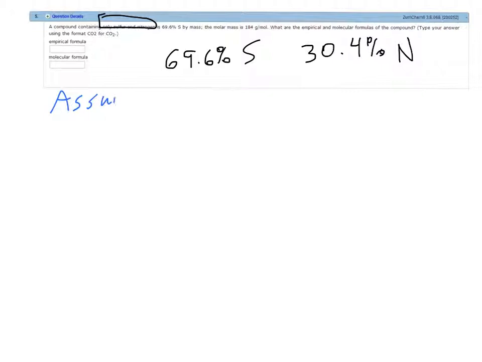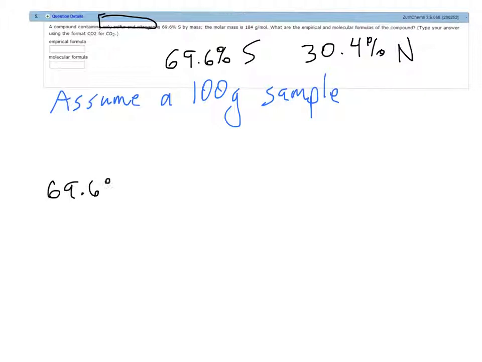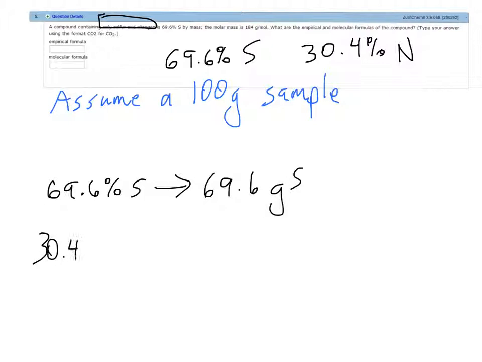Let's start with our normal steps. If they give you a percent by mass for elements in a compound, first assume a 100-gram sample. And what that allows you to do is to take the percentages and just convert them into grams. So in a 100-gram sample, if 69.6% of it is sulfur, that means 69.6 grams of sulfur are present. And if 30.4% of the sample is nitrogen, that means that you've got 30.4 grams of nitrogen if it's a 100-gram sample.